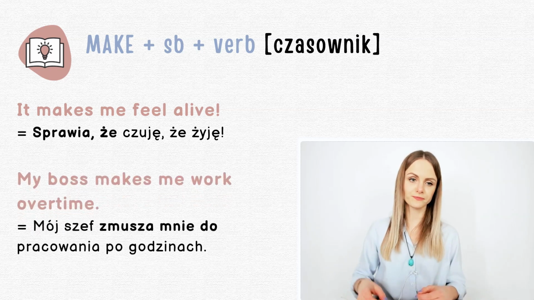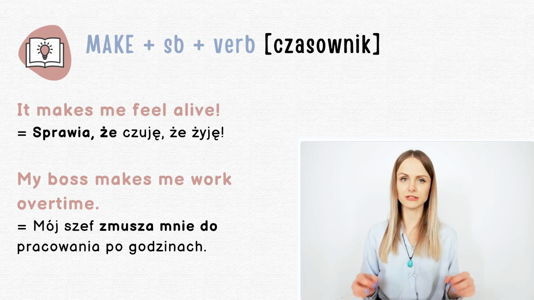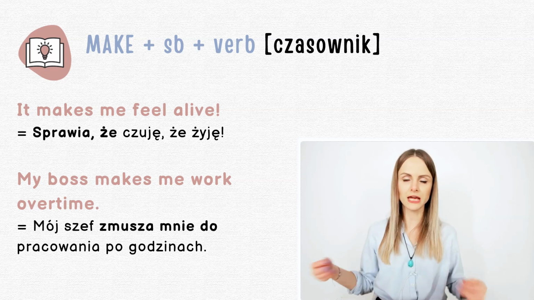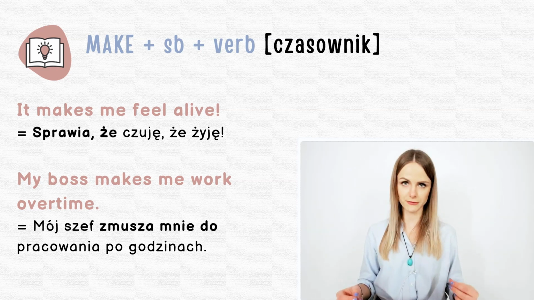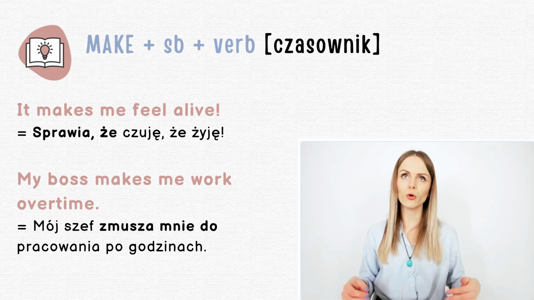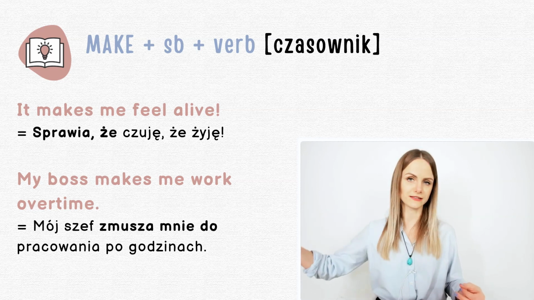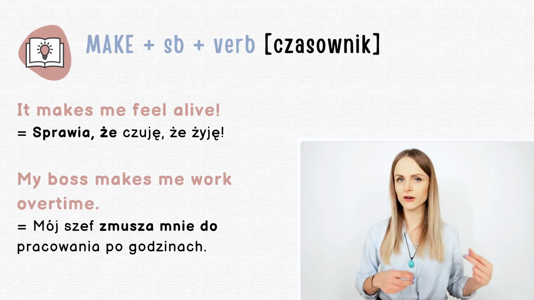Another example. My boss makes me work overtime. And pay attention here, the meaning is slightly different here. So it makes me feel alive is more like it causes this kind of happiness in me, right? It causes something. It makes me feel alive, sprawia, że czuję, że żyję. However, the second example is more about forcing somebody to do something. It's about pushing somebody into doing something, convincing somebody to do something. Have a look. My boss makes me work overtime.